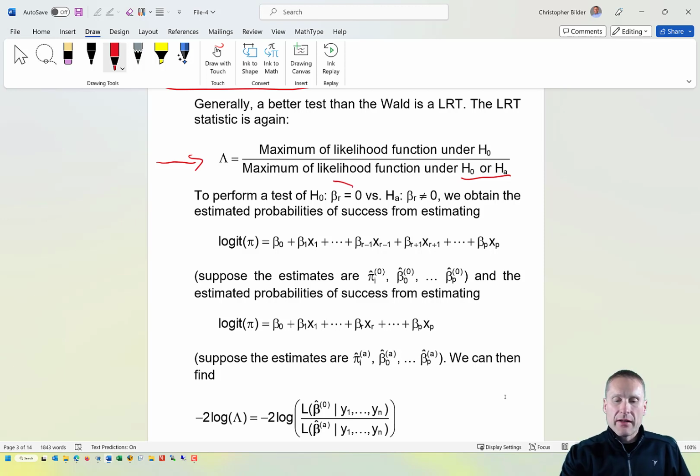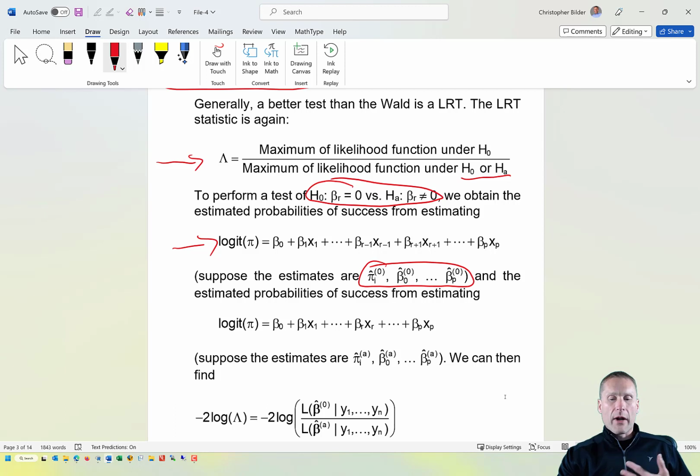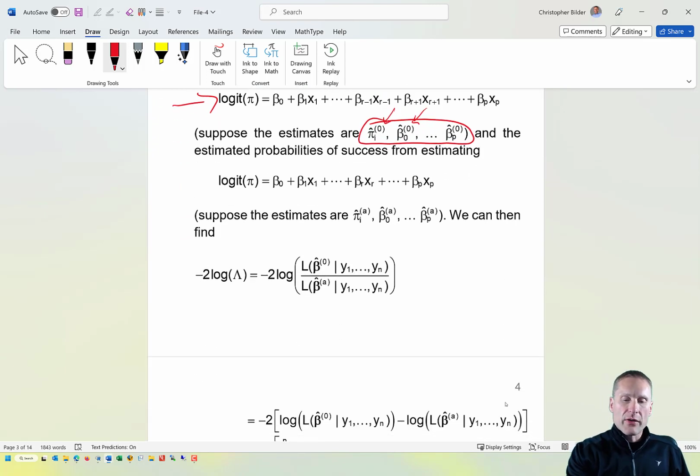So let's have the setup again. Here are our hypotheses. Here's the model without, let's say, x of r in it, meaning that beta r is equal to 0. This is my reduced model, my null hypothesis model. Suppose we estimate this model to some data set. We'll call the resulting parameter estimates beta hat 0, beta hat 1, and so on, and denote them with a superscript in parentheses 0 to indicate that this is under the H0 model. Same thing with estimates of pi. Then my alternative hypothesis model does have x of r in it. We'll call those resulting estimators as what we see here. Notice I put an A there to say this is under the alternative hypothesis.